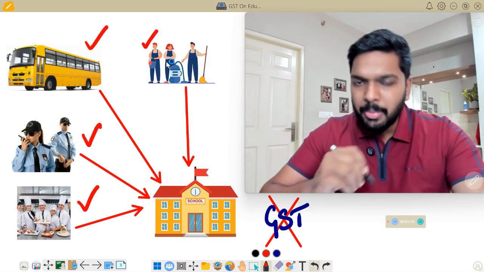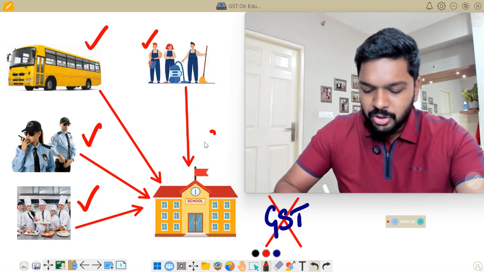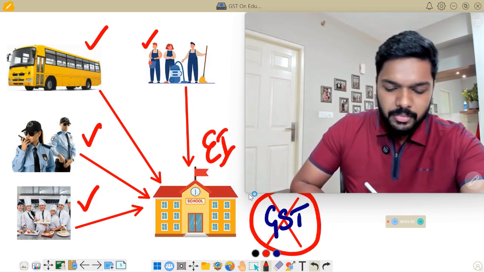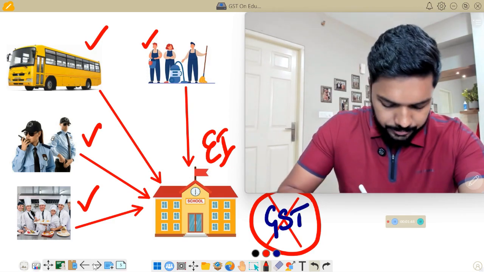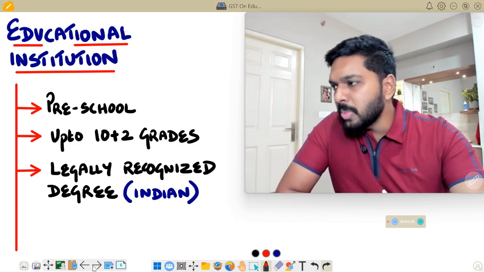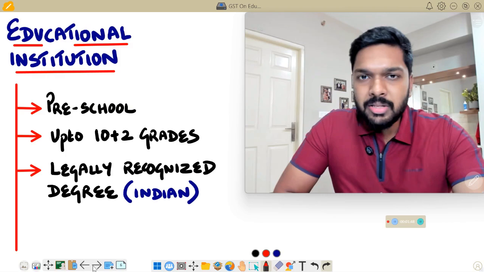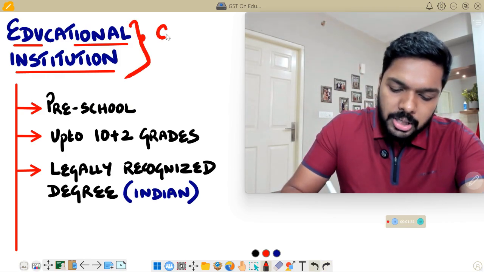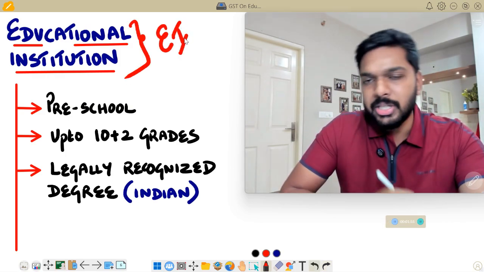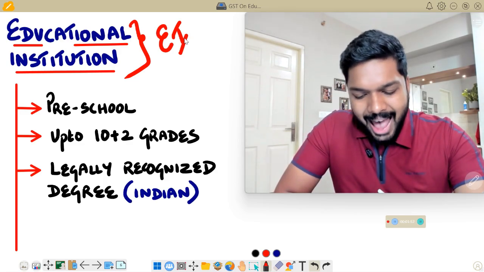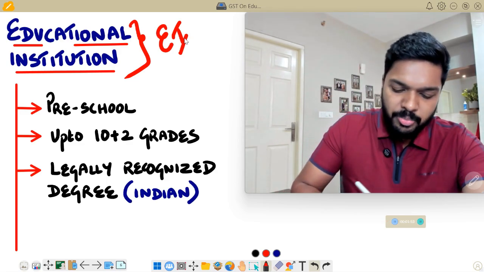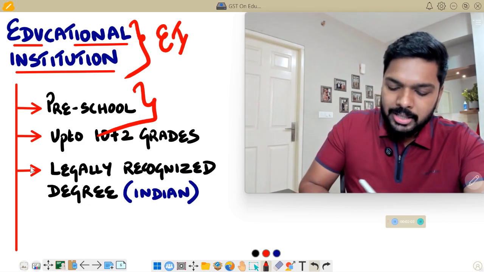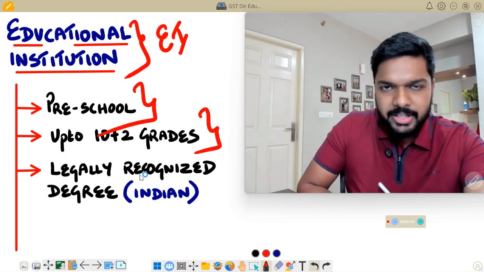For these specific types of services, if they are provided to an education institution, of course, there will not be any GST applicable, but only for these specific services. So having understood these three types of exemptions, it is now important for us to know what an education institution means under GST. Under GST, an education institution is an institution providing education up to preschool level, and up to higher secondary, that is 10+2 grades.